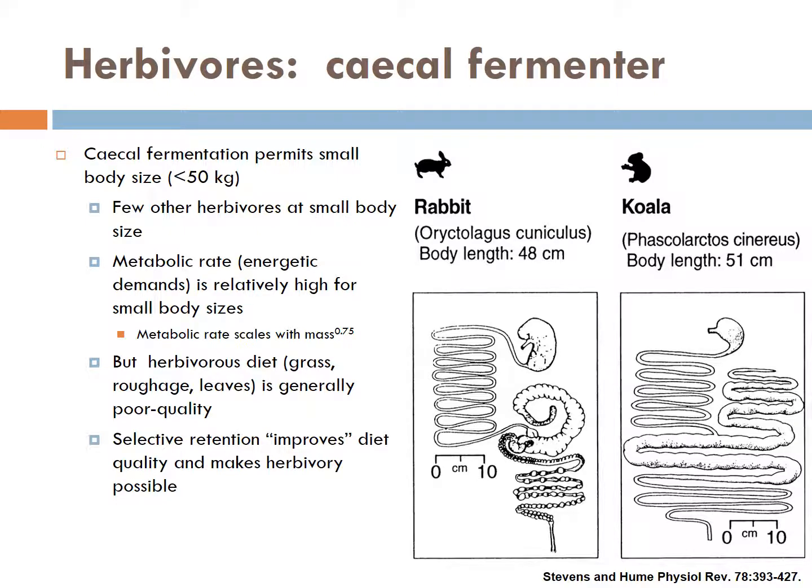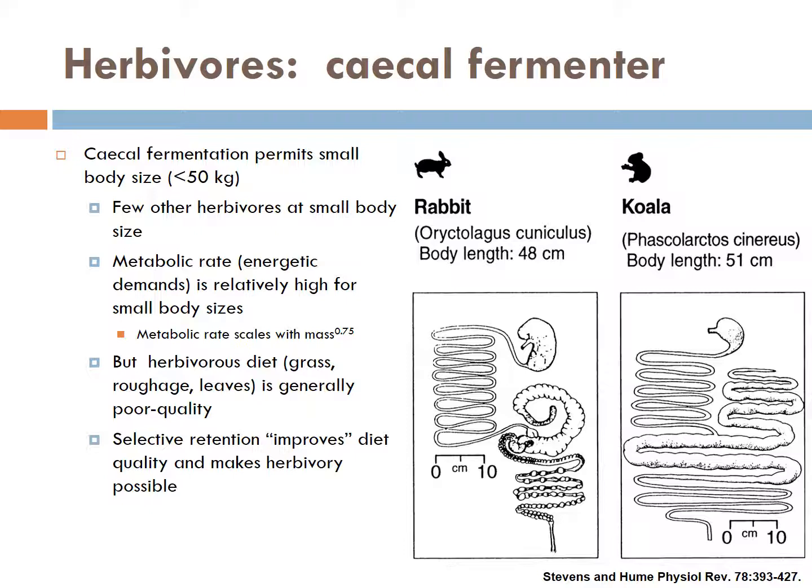The reason is that metabolic rate, or energetic demands, is very high, relatively speaking, for small body sizes. Metabolic rate scales with body weight to the 3/4 power, so metabolic rate is tremendously high per unit body mass for small animals, whereas it's relatively low for large animals. The relatively high metabolic rate for small animals presents a big problem. For herbivores, this is an especially big problem because their herbivorous diet, like grass, roughage, and leaves, is generally poor quality.